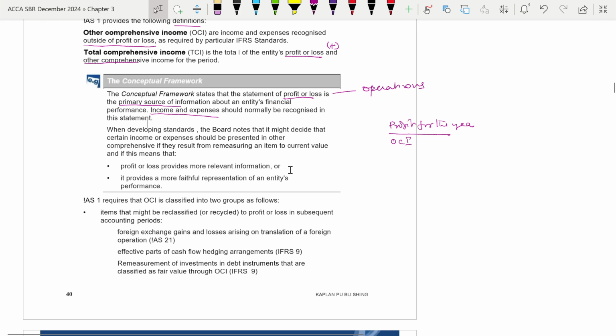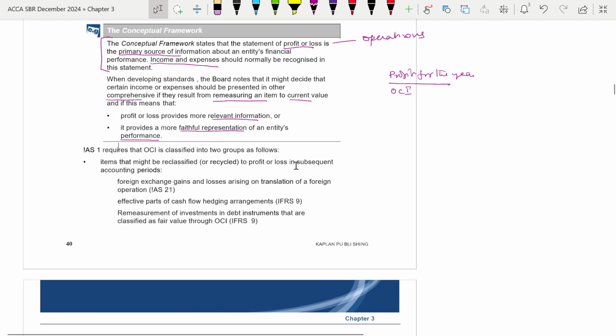When developing the standards, the board noted, and this is relevant for us, that it decides certain expenses should be presented in OCI, other comprehensive income. When we are making a remeasurement of an item, a revaluation to the current value, profit and loss provides more relevant information. It provides a faithful representation of performance. This is a normal income and expenses. That's all. We have to put the full stop there. Whereas OCI is classified in two groups.